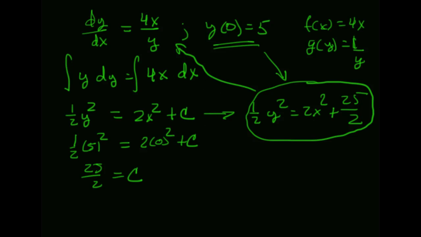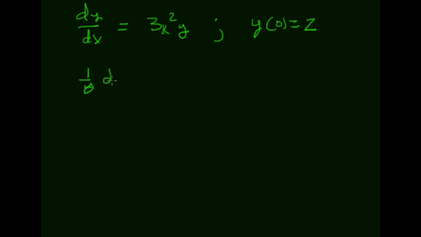So let's look at a second example. Let's take the ODE dy over dx is 3x squared y. So that's clearly a product of a function of x and a function of y. And we're going to say that when x is equal to 0, y is equal to 2. All right, so we separate. We get 1 over y dy is equal to 3x squared dx.